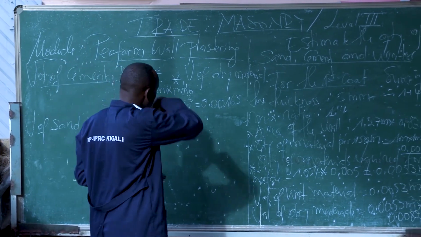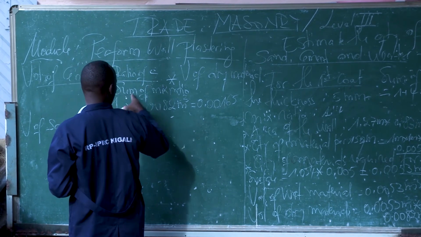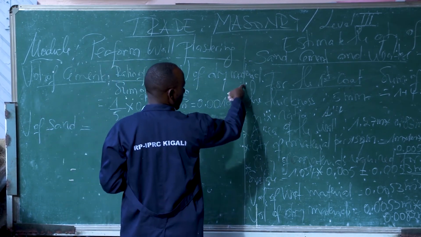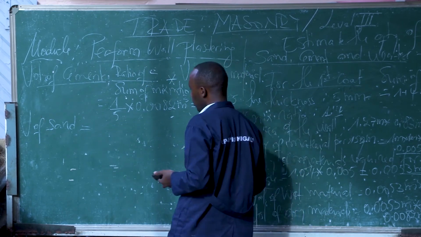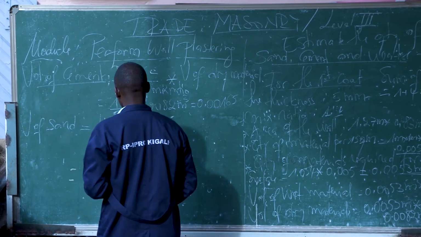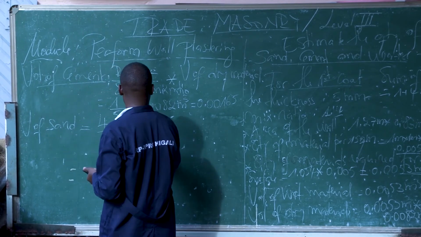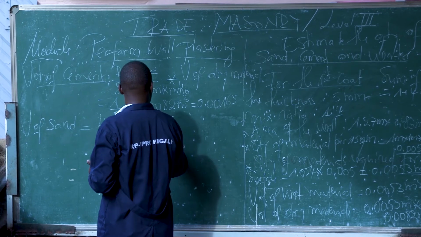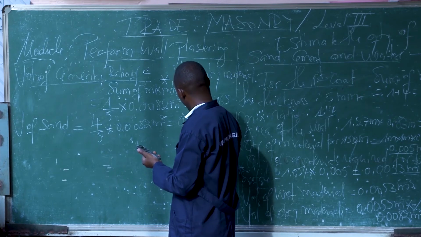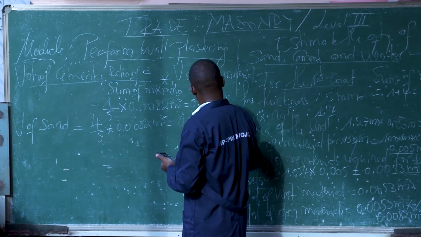Then the volume of sand will be equal to what? We have to apply this formula: the ratio of sand over the sum of mix ratio times the volume of dry material. Here the ratio of sand is equal to 4. So 4 over the sum of mix ratio times the volume of dry material, which is equal to 0.0082 cubic meter. This will be equal to 0.0066 cubic meter.